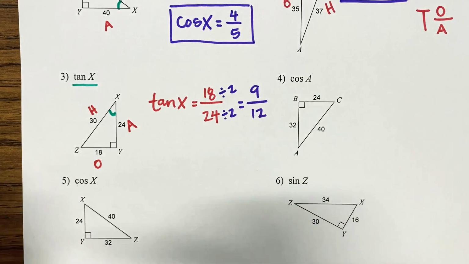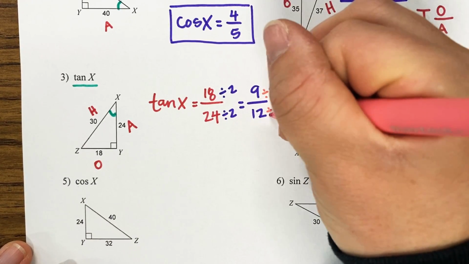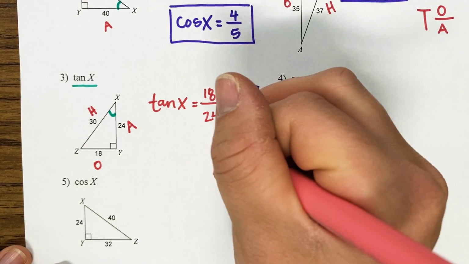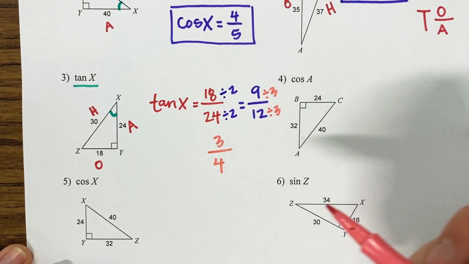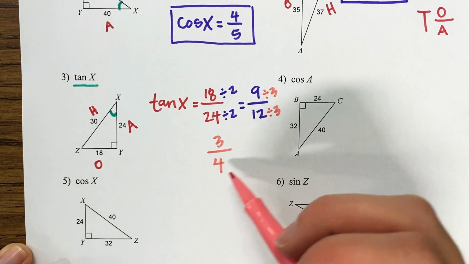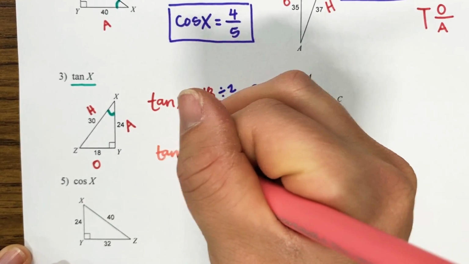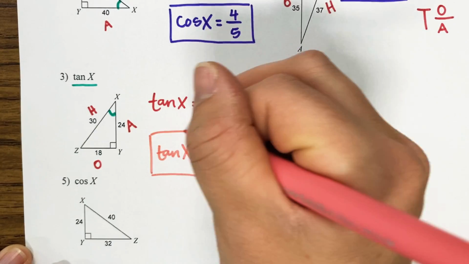Okay, can we reduce it even more? Yes, we can. We can divide each one of these by 3 now. Okay, I'm going to write it down here. 9 divided by 3 is 3. 12 divided by 3 is 4. Is there any more reducing we can do with 3 over 4? No, there's not, so we're going to write it as tangent of x equals 3 over 4. And there's our answer.